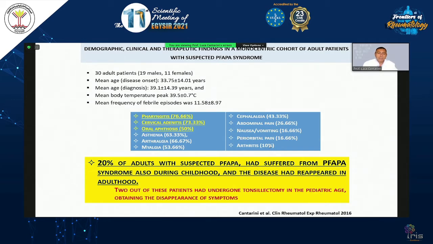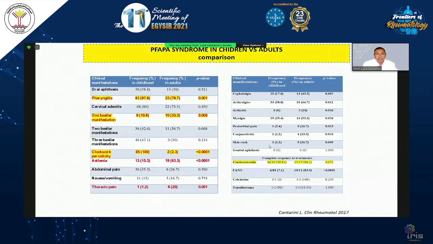Interestingly, we reported that 20% of adult patients with a suspected PFAPA had suffered from a PFAPA syndrome also during childhood, and in most of these cases, the disease had reappeared during adulthood after disappearing after tonsillectomy during the pediatric age. In this further manuscript, we compared PFAPA patients between children and adults.